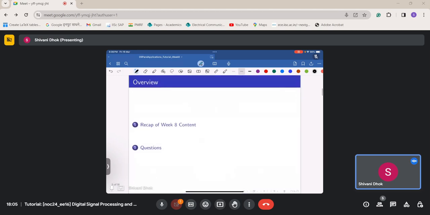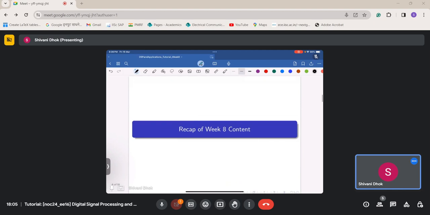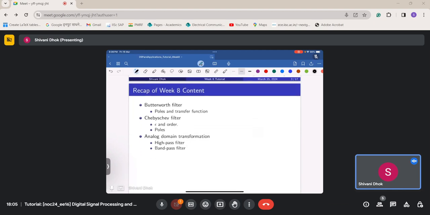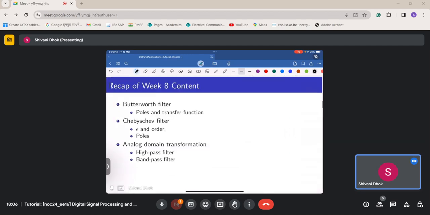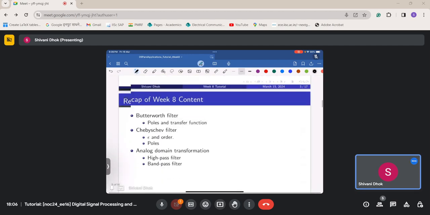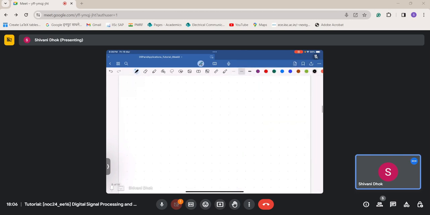So like every week I'll first recap the week 8 content and then I'll do some questions which are related to this content. So let's start with the recap of week 8 content. In week 8 we started with Butterworth filter, its poles and its transfer function. Let me just add a page and write it down.